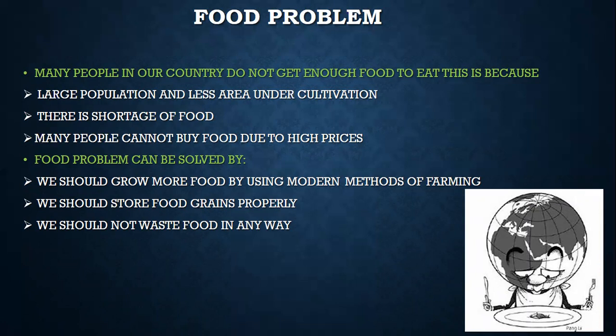So how can we solve this? What are the different methods to overcome this problem? We can solve this problem by the following ways. First, if we grow more food crops by using modern methods of agriculture or farming, then we can overcome this problem. Second, we should store food grains properly so that they are not eaten by pests and not spoiled by microorganisms.